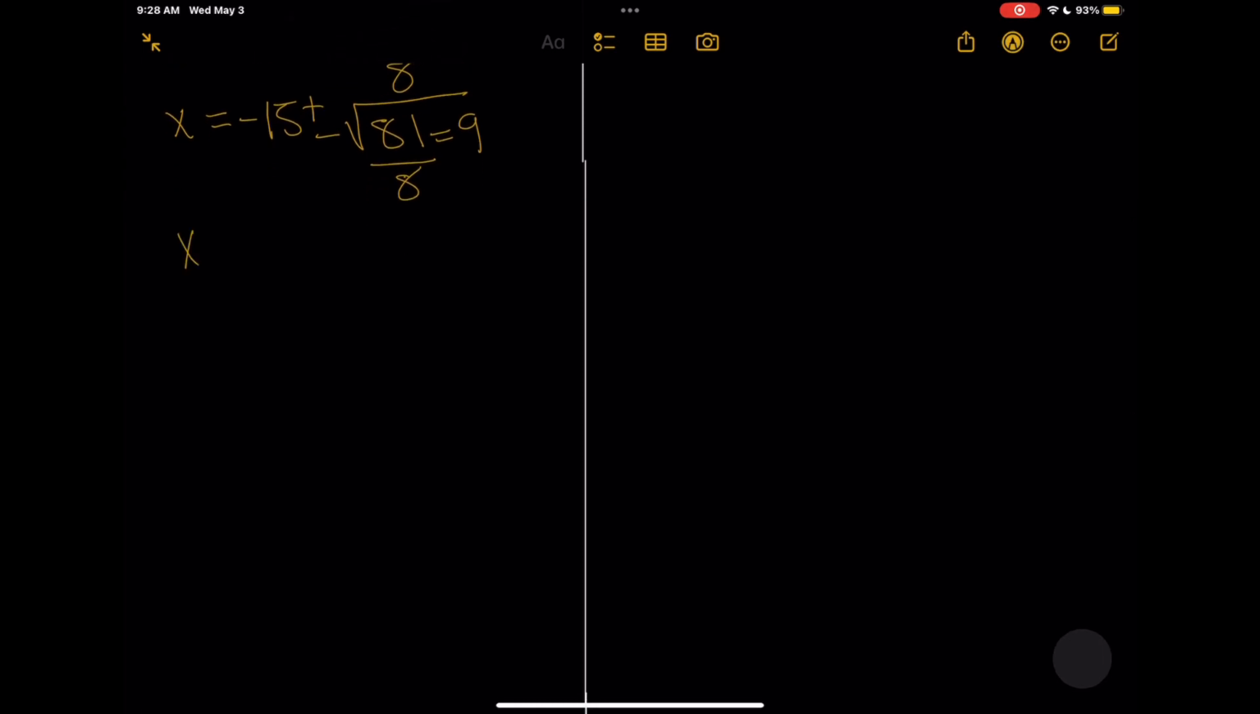Our next step is where our positive and negative symbol next to our 15 comes in. You will set the x value to 15 plus 9 over 8 and 15 minus 9 over 8, and you will solve both and you will get both of your solutions for x.